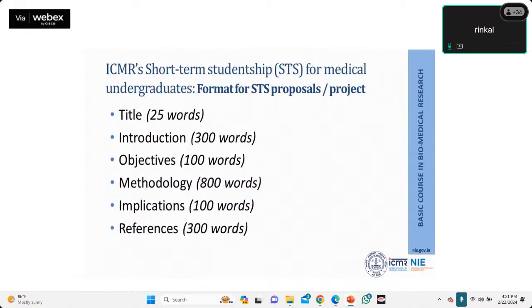ICMR is also funding STS for undergraduates, and their proposal requirement is in this format. Again, this matches the generic structure of the concept paper which we have discussed: title, introduction, objectives, methods, implications, and references. They are giving word limits.